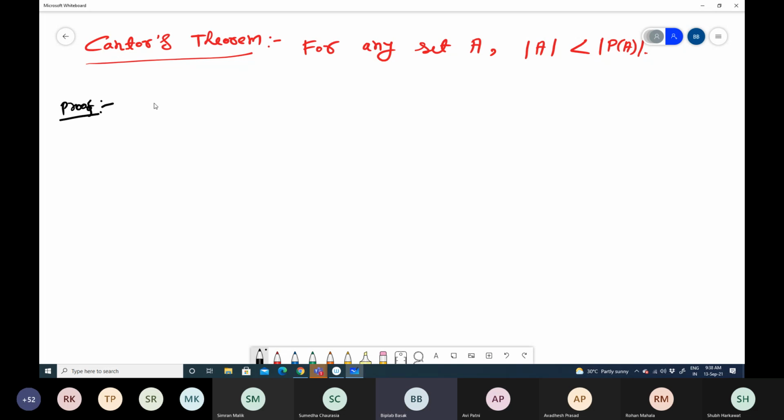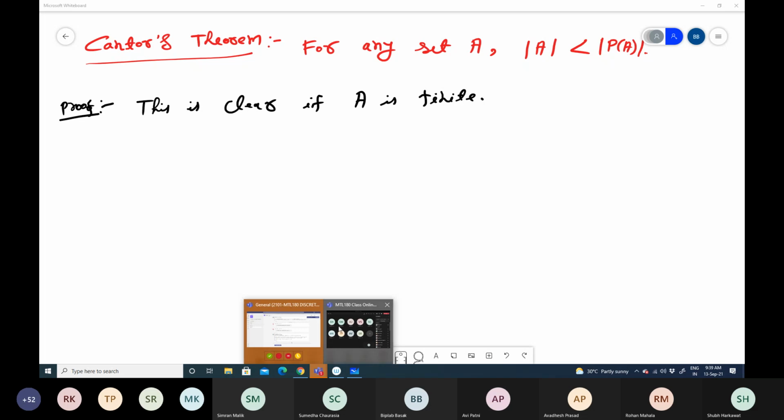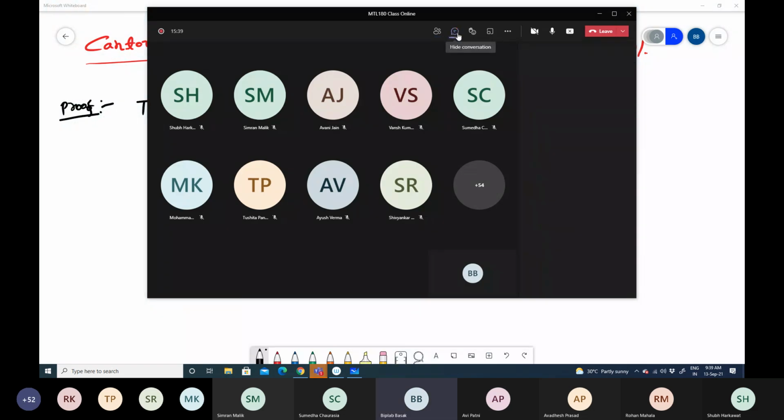So, proof. This is clear if A is finite. We know that if A has n elements, then the power set of A has 2 to the power n elements. So we have that counting. Is there any question? Okay.